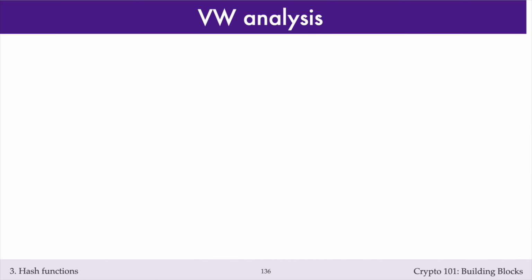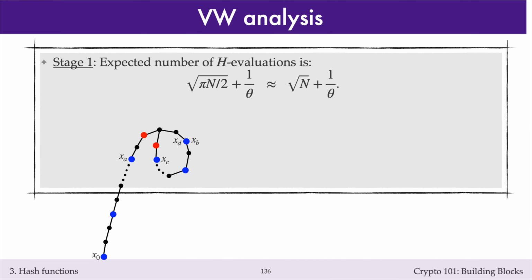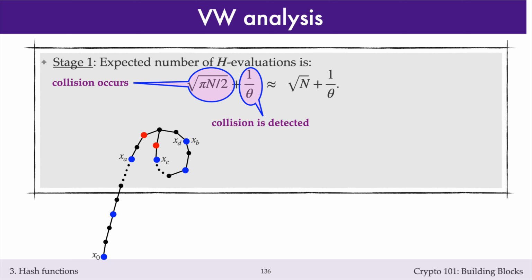Let's analyze the VW attack. The expected number of hash evaluations in stage 1 is the expected length of the row-shaped figure. That is, until a collision has occurred. This is the square root of n by the birthday paradox. We have to add to this the expected length of the path from when the collision occurs to when the next distinguished point is encountered. And this length is expected to be 1 over theta.